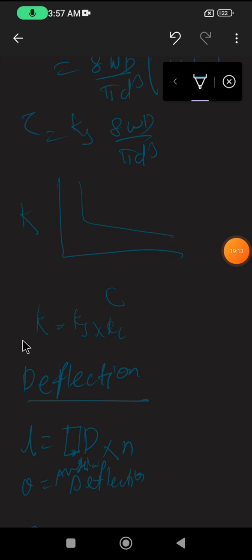Here the Wahl factor K is given by Wahl: 4C minus 1 upon 4C minus 4, plus 0.615 by C. This equation we will also use in the examples. I forgot to write it here, so I have mentioned it now. This is also an important equation. Let's hope we'll see you in the next lecture.